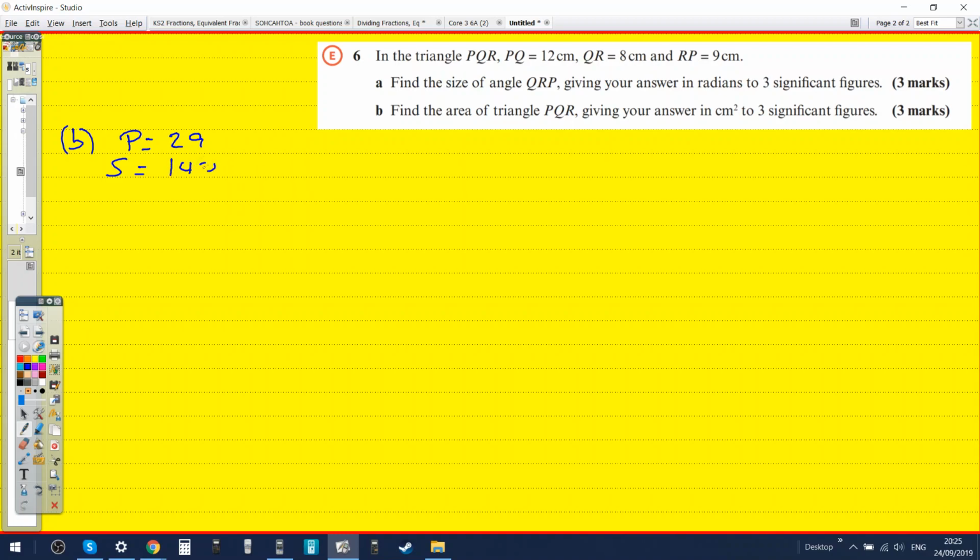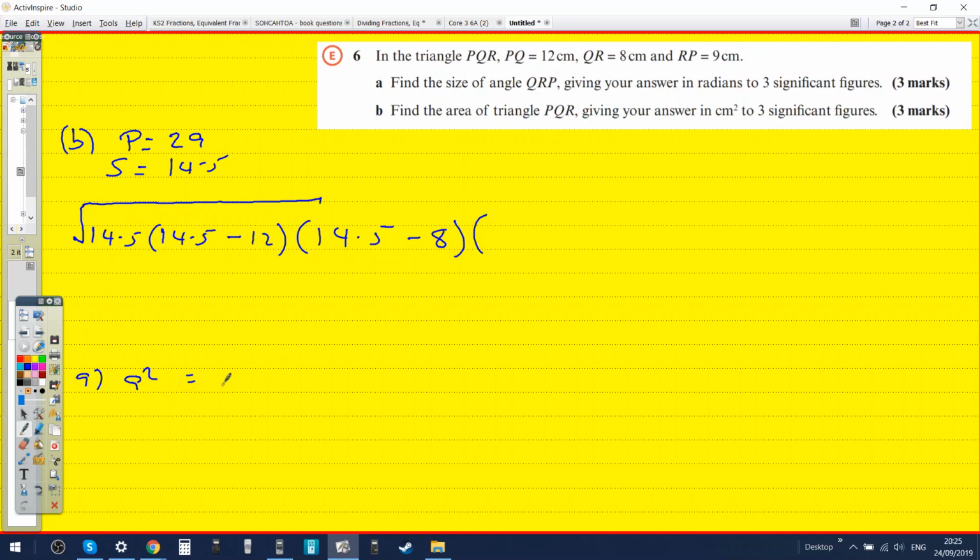So it's not a right angle triangle. Do you use the cos rule? Yeah, well done. So it's a squared equals b squared plus c squared minus 2bc cos A, I think it is. Yep.